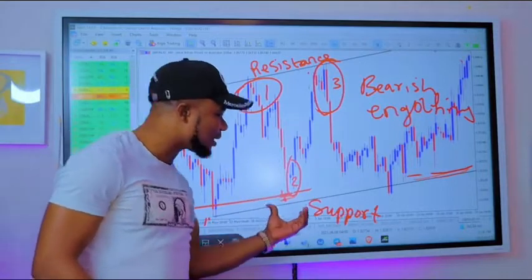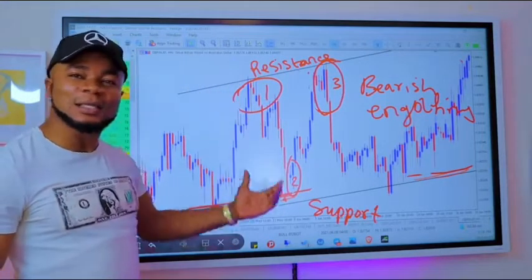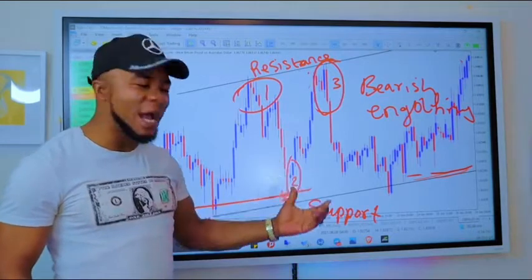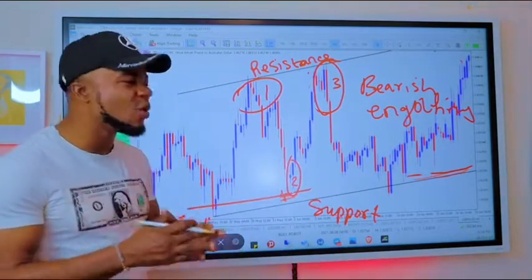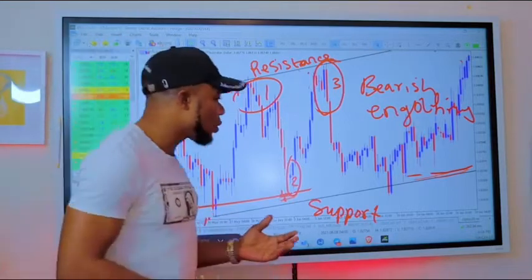Smart support and resistance that work like this. You can see how the support and resistance is working. It's because I know how to draw them, and if you know how to draw them, you'll be able to have accurate signals. All right, so come with me.